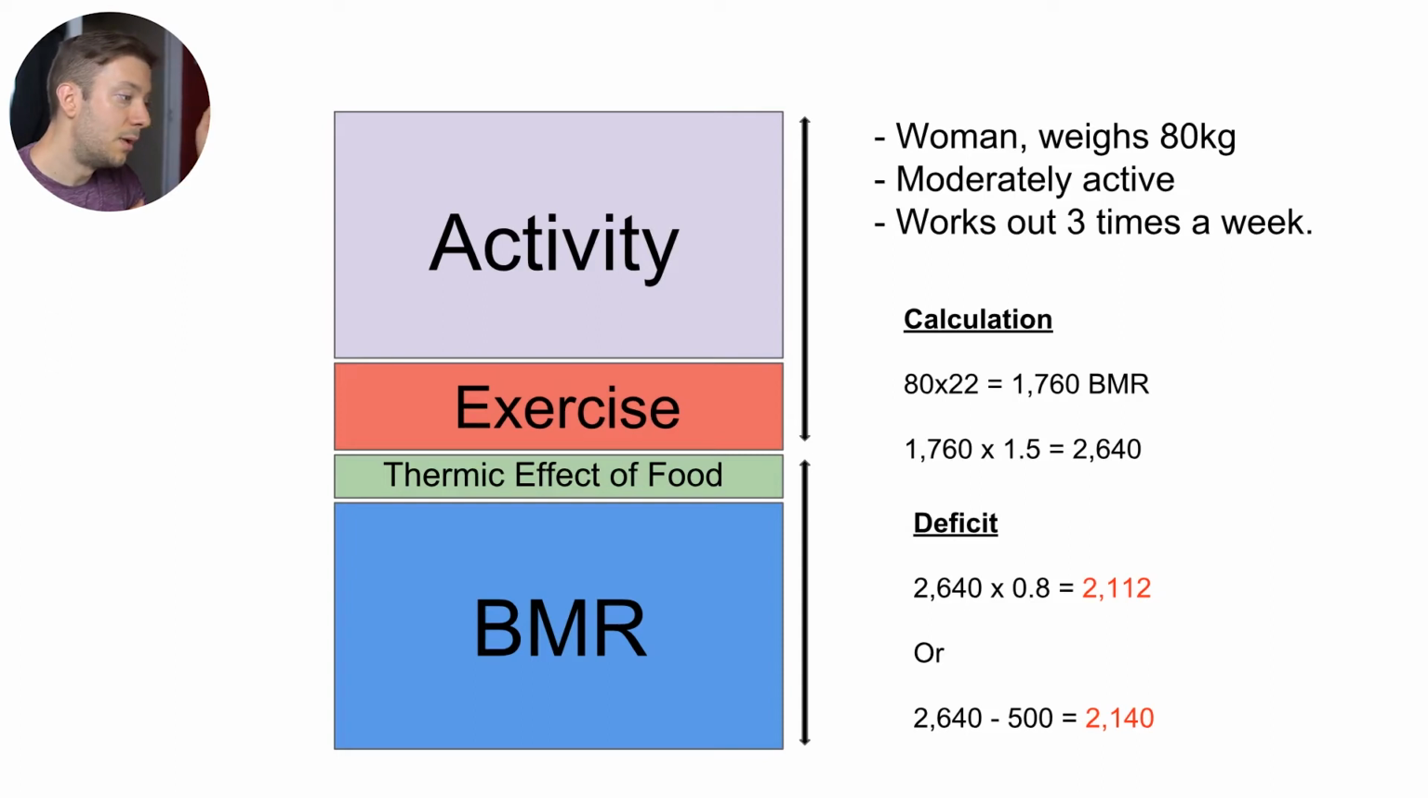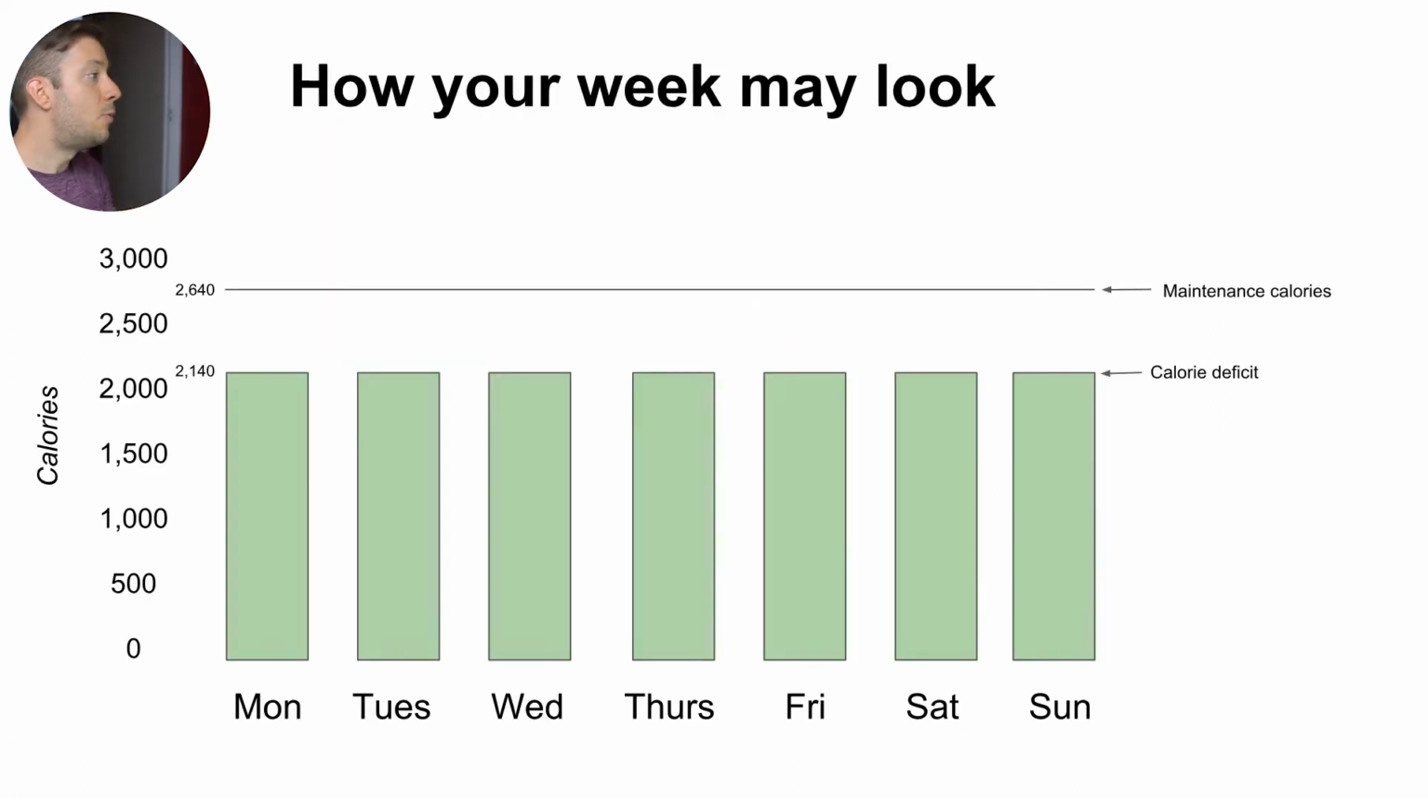And that's quite similar to the 20% as well. So she'd be in around a 20% calorie deficit if she was consuming 500 calories fewer as well. Now, how might your week look if you did that? So I've done a quick graph here.